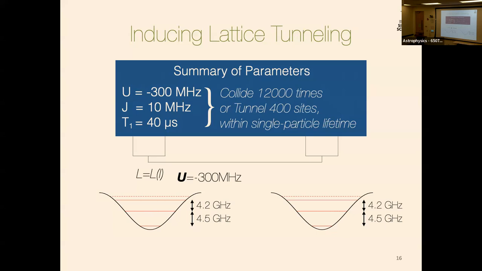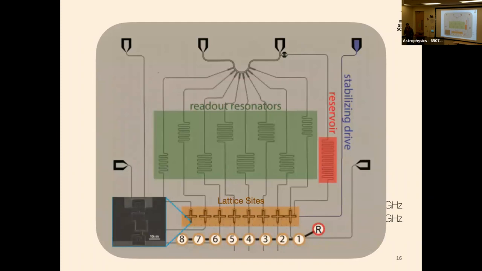And so you should think of my photons as being able to hop around in this lattice about 400 sites and collide with one another before they just sort of get absorbed by some resistance and disappear. And this is then enough to do some cool many-body physics. So this is what our object looks like in practice.